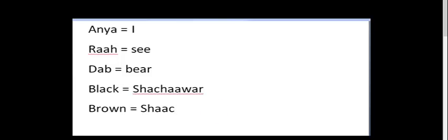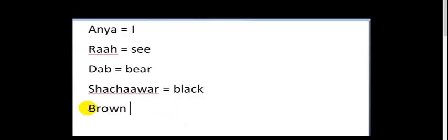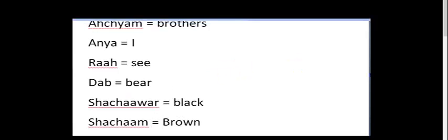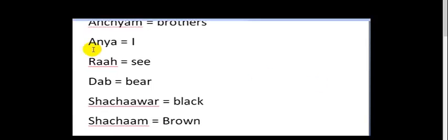Oh, I did it backwards again. Salaki, brothers, just bear with me. Shakhor, which is black, and shakam. Shacham, which is brown. All right, now we have a list of words here: I, see, bear, black, brown.